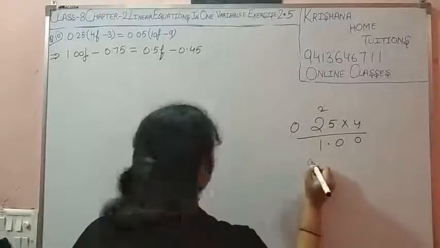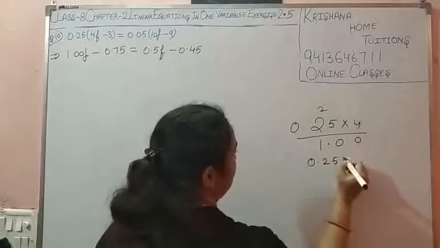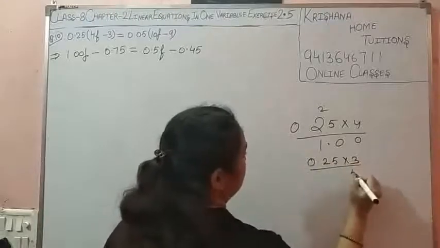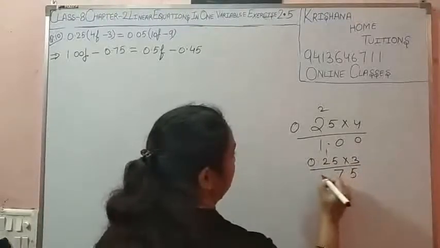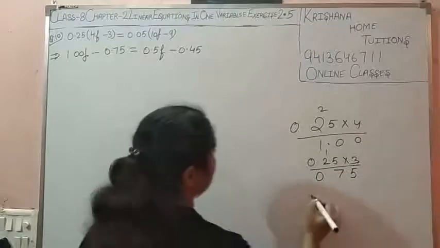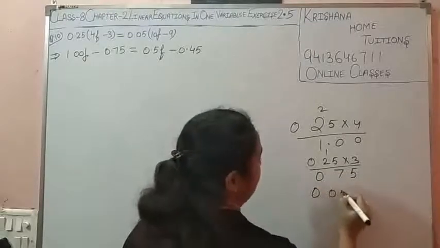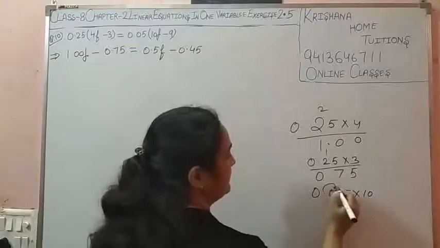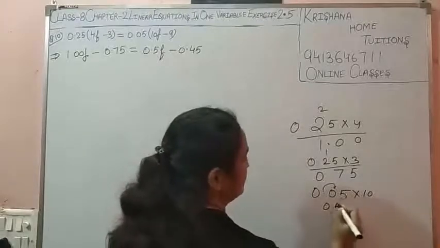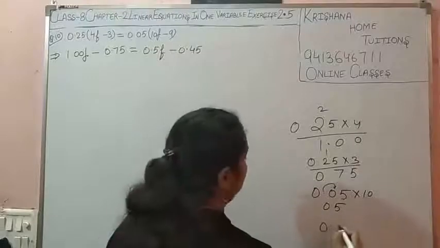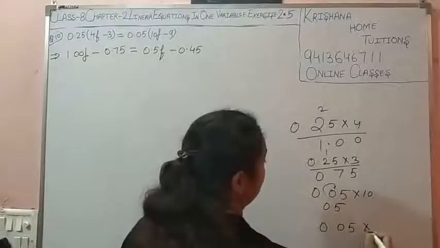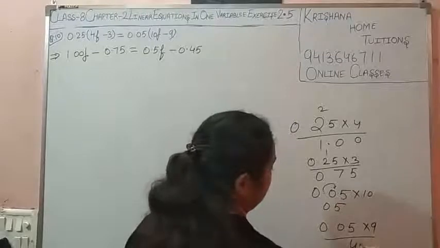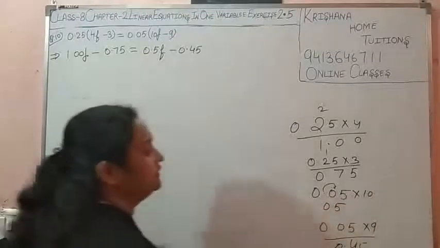We have to multiply 0.25 with 3. So 3 5s are 15, 3 2s are 6 and 1 7. The decimal will come here. Now 0.05 multiplied with 10: whenever we multiply with 10, the decimal shifts 1 point, so it is equal to 0.5. And 0.05 will multiply by 9: 9 5s are 45, so it is equal to 0.45.